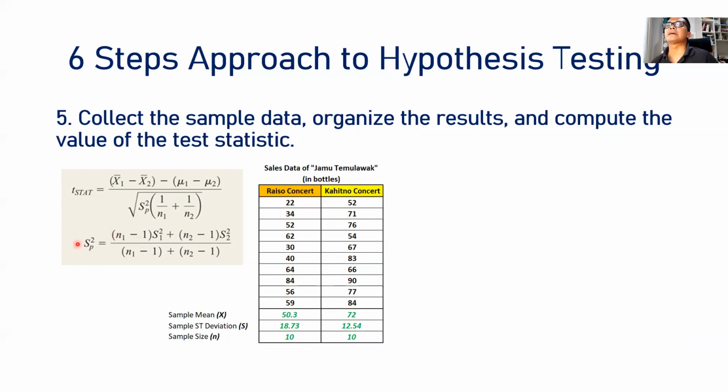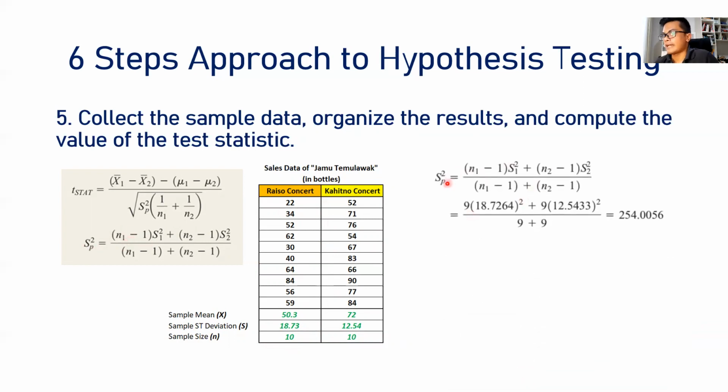Firstly, we calculate the SP squared value. SP squared equals n1 minus 1 multiplied by s1 squared plus n2 minus 1 multiplied by s2 squared, divided by n1 minus 1 plus n2 minus 1. So here n1 is 10, minus 1, then it's 9. And then s1 squared, as we can see, here s1 equals 18.733. Then we can pull this number to here and then square it. Then n2, of course, 10.